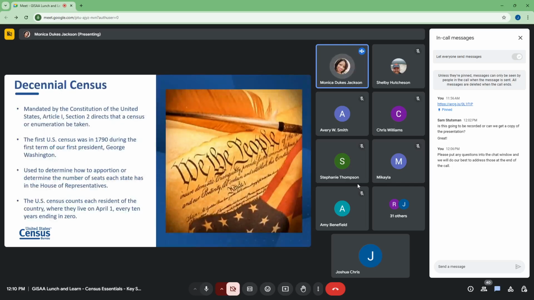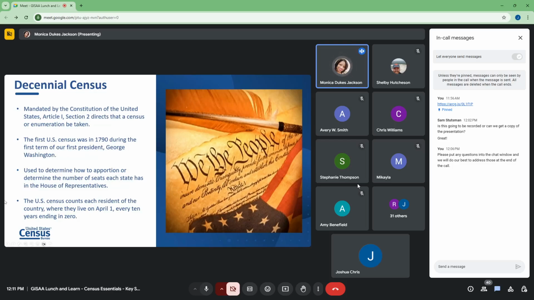So more about the decennial. Most people are familiar with the decennial, or our count that we do every 10 years. The U.S. Census Bureau conducts a census to determine the number of people living in the U.S. The U.S. Census Bureau conducts the census in years ending in 0 on Census Day, which is April 1st. The data collected by the Decennial Census are used to apportion the number of seats each state has in the U.S. House of Representatives.